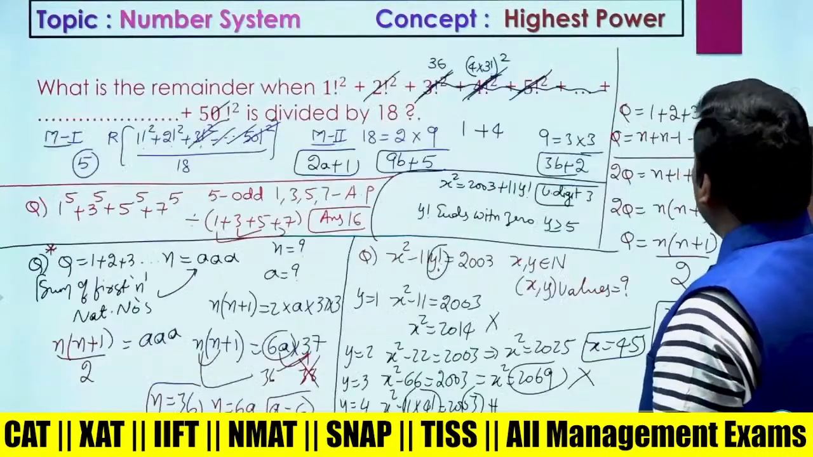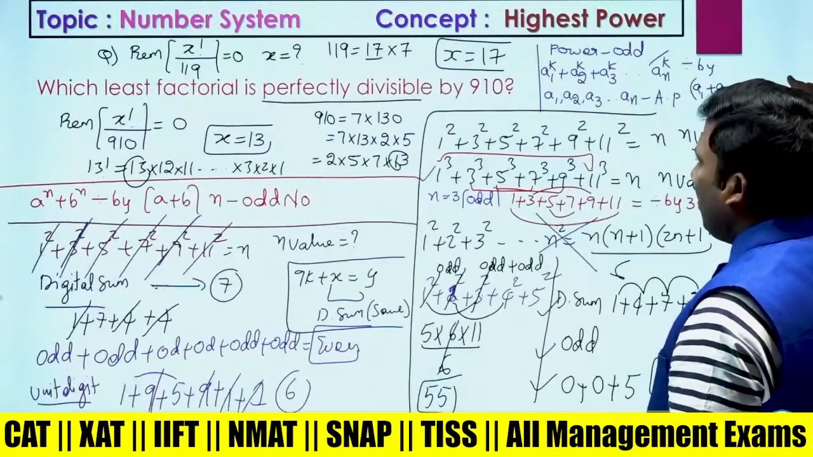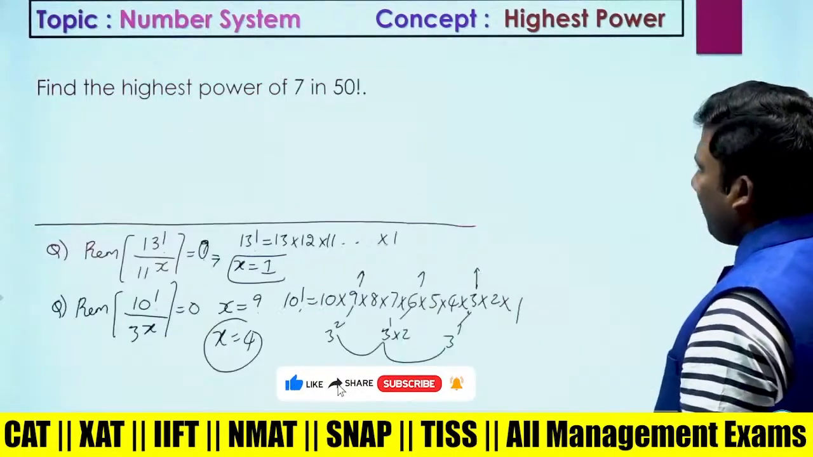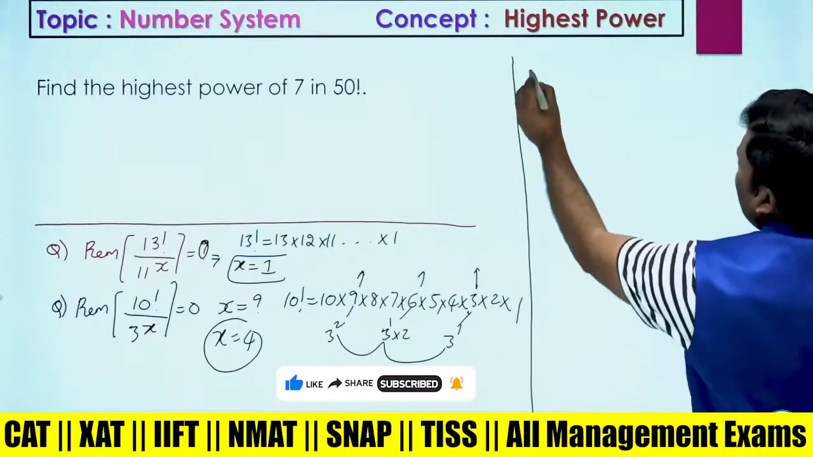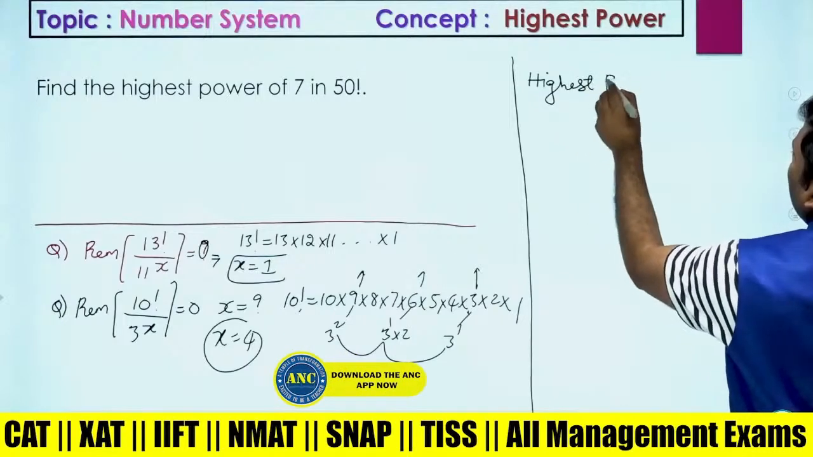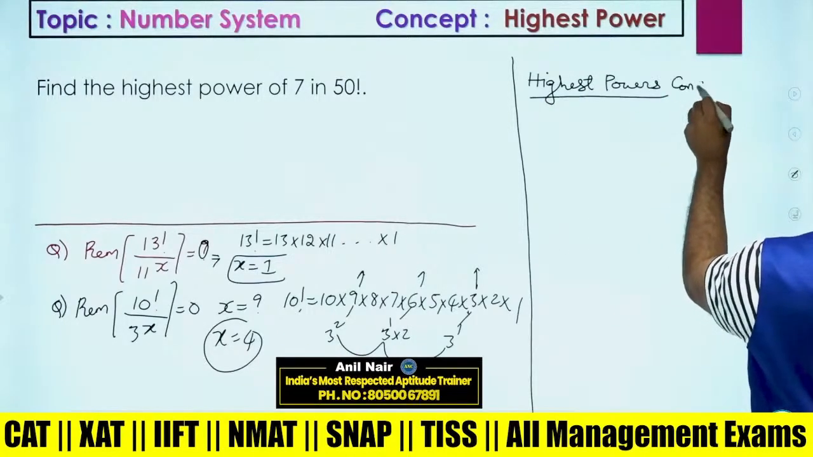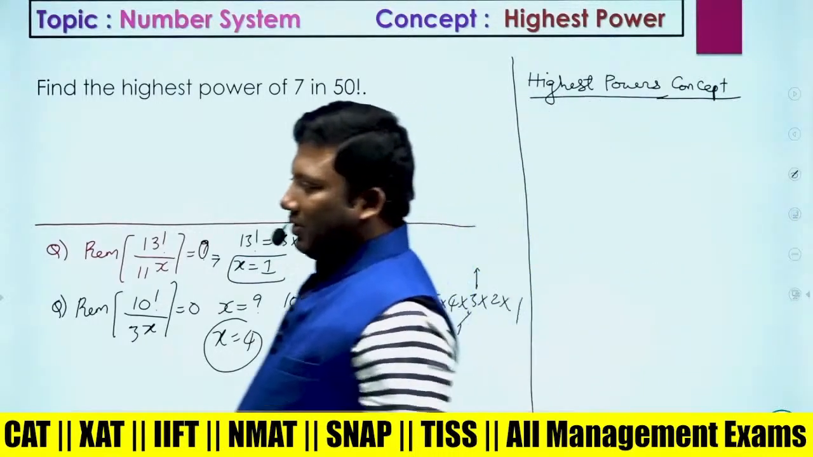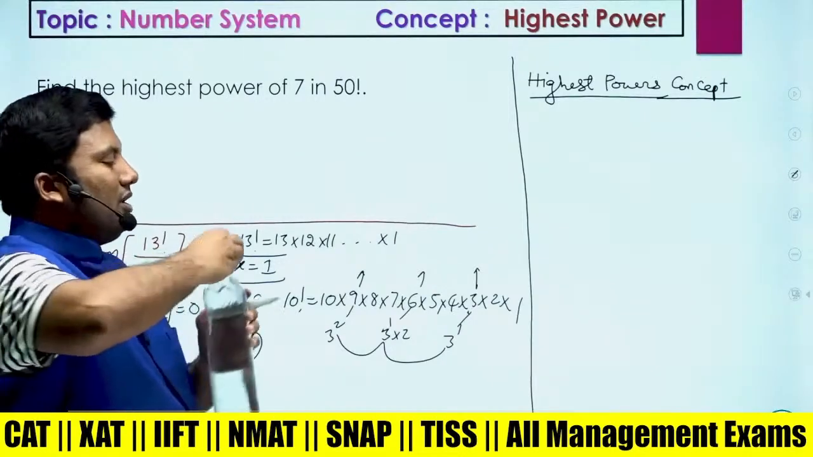First question, second, Chinese remainder theorem application. Then factorial, least factorial questions. Now see here. Write down this approach. We will fill the entire PPT with as many concepts as possible. Highest powers concept. Write down, sir. Highest powers concept. Listen carefully. Very, very interesting concept, sir.